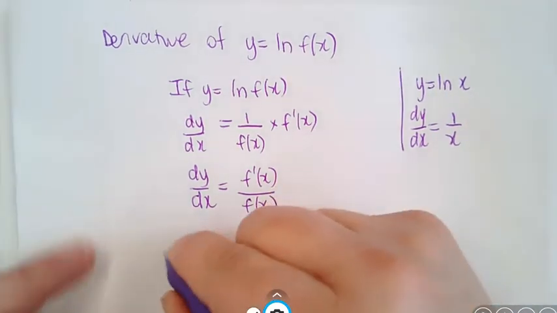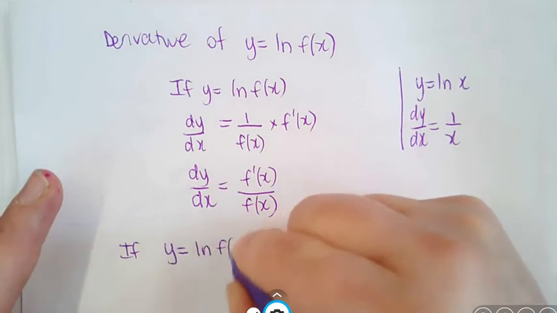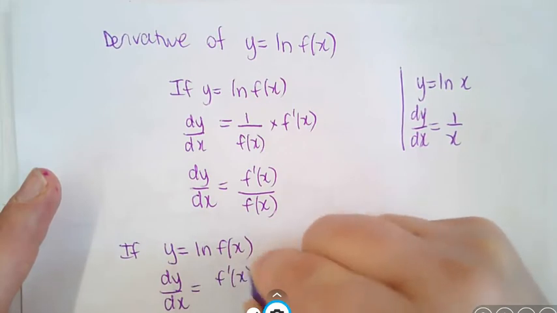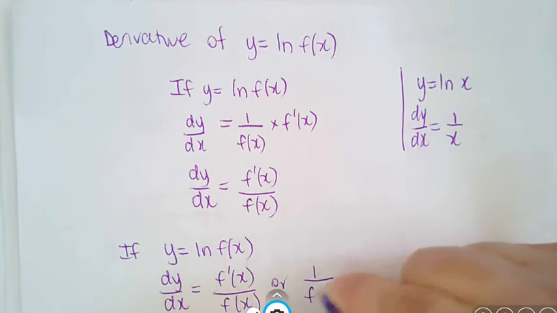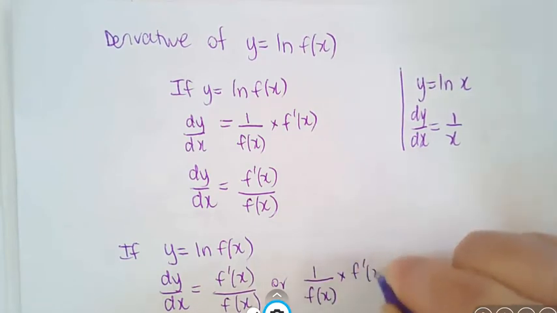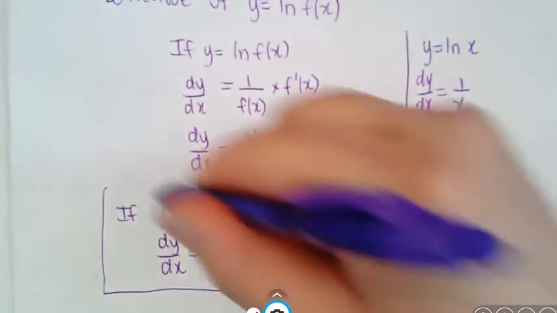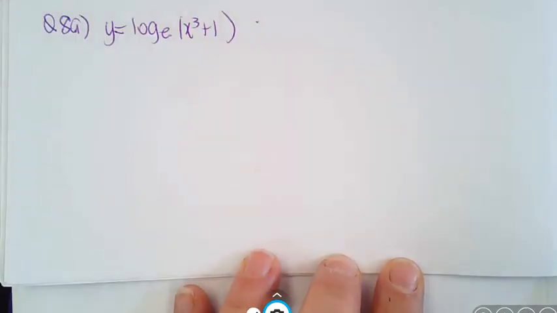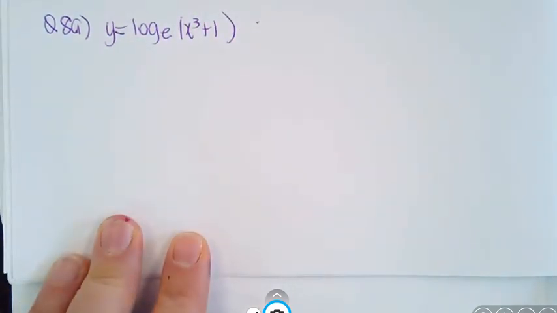Okay, so here's our second rule. If y is ln of the function of x, then dy dx is, well, I can just put it like that, f dashed x on f x, or 1 on the function of x times the derivative. 1 on the function of x is applying the rule and times by the derivative of the function. Okay, now we're going to do some examples. To differentiate something that looks like this, y equals log to the base e of x cubed plus 1.